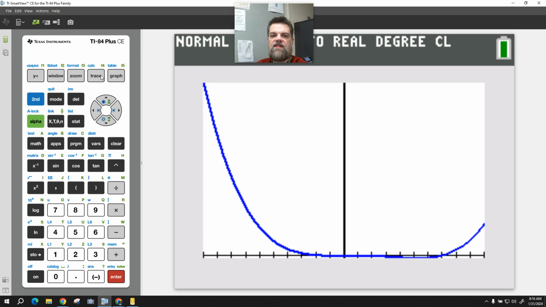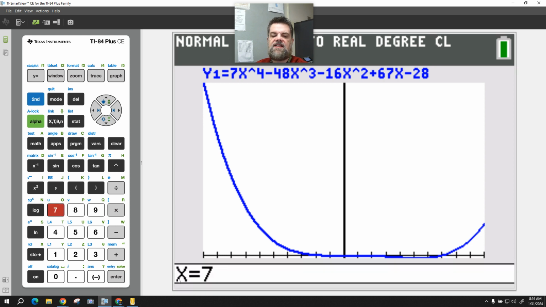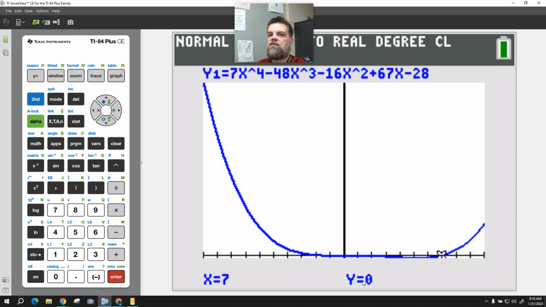So, see this button here that says trace? Click on trace. And once you click on trace, here's the equation up here. It says x equals 0, or it might say x equals something else. And then it gives you the corresponding y value. The next step is critical. Just hit 7. And what that's telling the calculator is, let's figure out what the y value is of this equation here if we plug in 7 for x. When I hit enter, I get y equals 0.